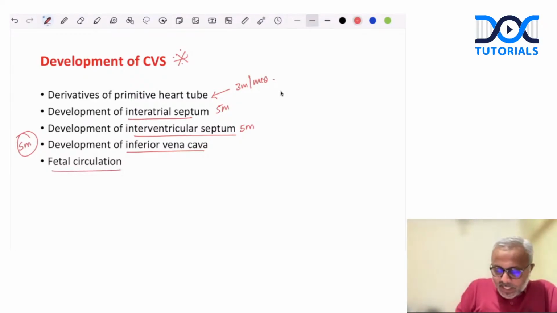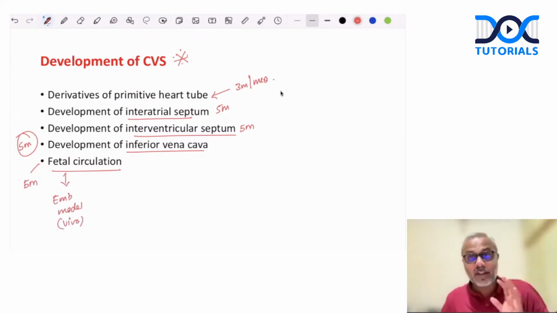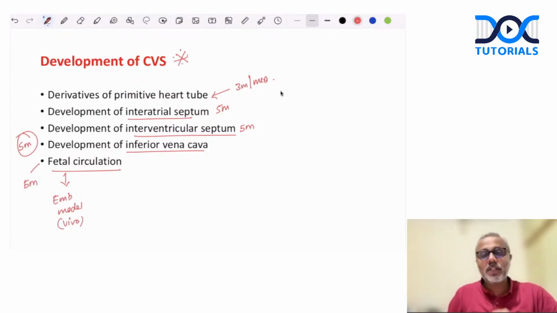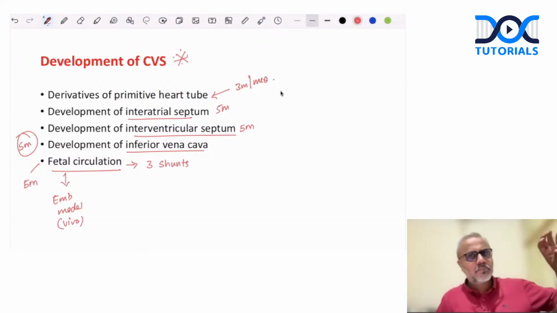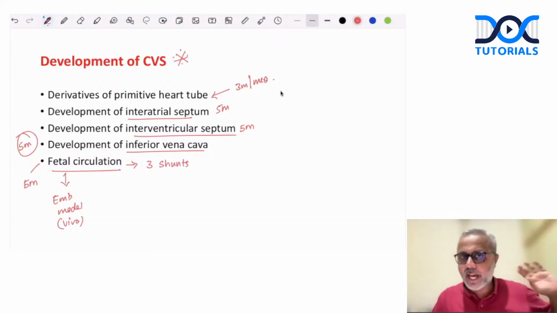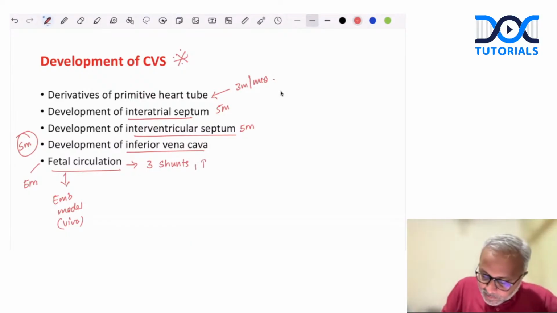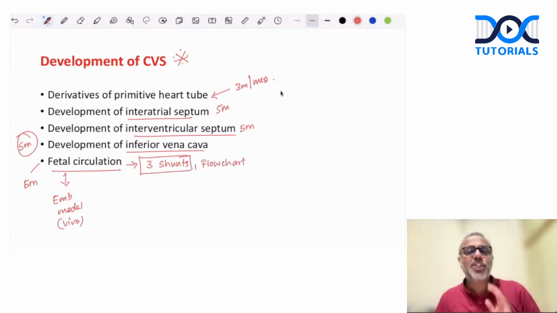Then fetal circulation again is an important 5 marker. This is an important embryology model that we need to prepare for the viva. Fetal circulation, remember, you should be able to describe it in terms of 3 embryonic shunts. If you are good at diagrams, draw a diagram. If not, at least make sure that you show the entire fetal circulation using a flow chart where you show the 3 shunts.